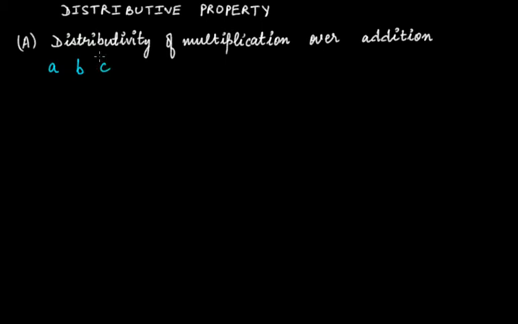And suppose it's a times b plus c. B and c are grouped together in multiplication. If a times b plus c is equal to a times b plus a times c, okay, a times b plus a times c, then if this condition is satisfied, we can say that integers follow distributivity of multiplication over addition.